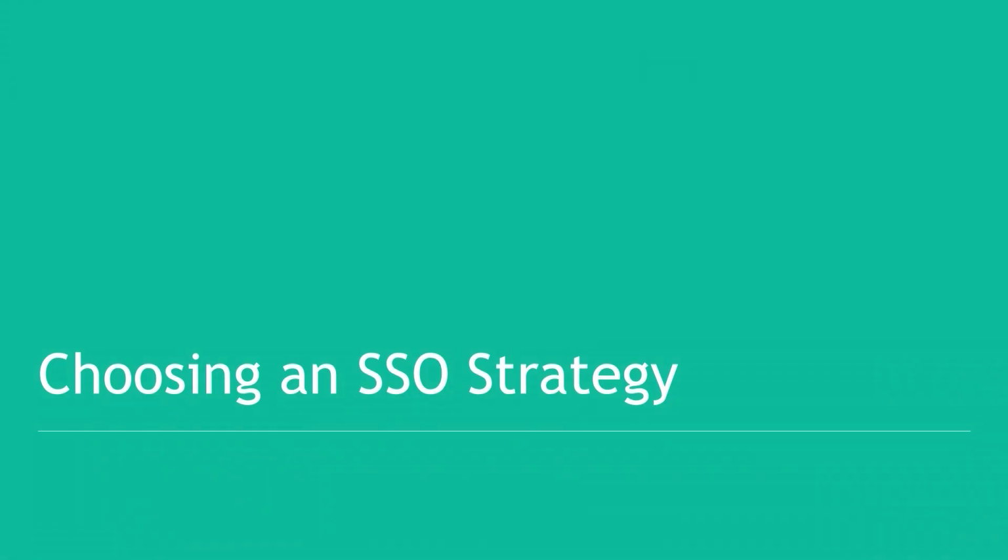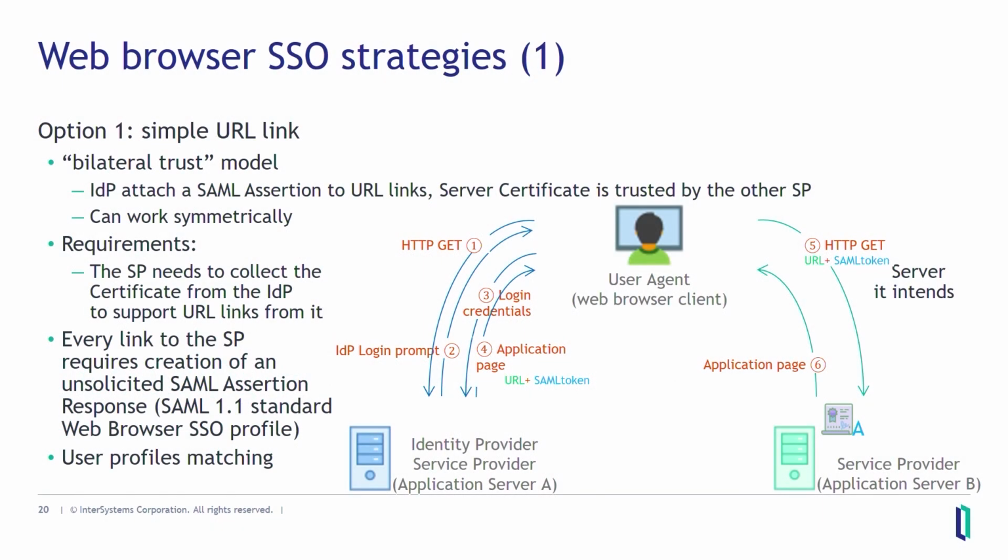All right. So choosing a single sign-on strategy, I've decided to put all the things I've seen in the field into two buckets. Two options that I've seen are the main ways people have implemented single sign-on. The first option is to have just a simple URL link between application A and application B.